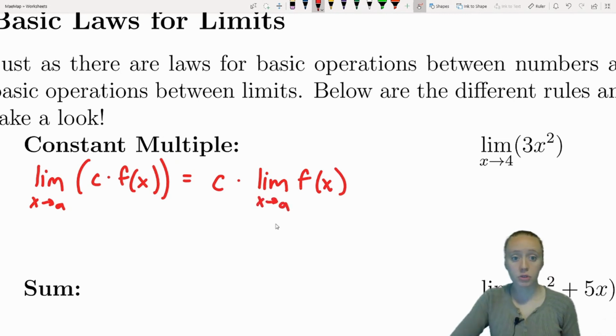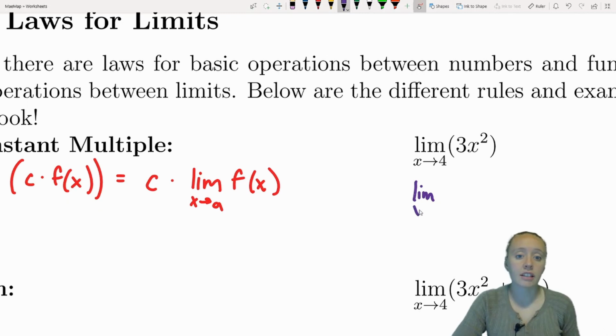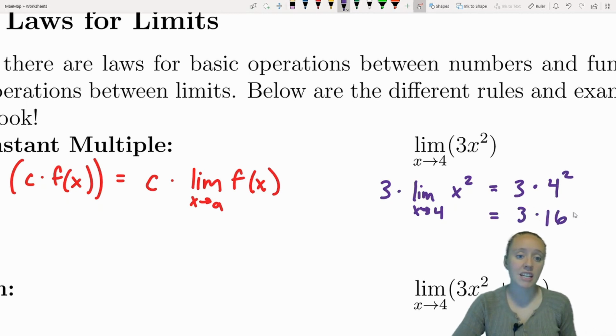Doing that quick example that I have on the right, the limit of 3x squared, I'll rewrite this as the limit as x approaches 4 of x squared, and I'll pull that 3 out in front because that's some constant that's multiplied by my function x squared. So I'll have 3 times, remember this is a polynomial, so I can plug 4 directly into x. So I'll get 4 squared. 3 times 4 squared is 3 times 16, which is equal to 48.